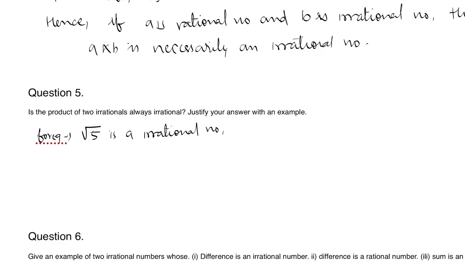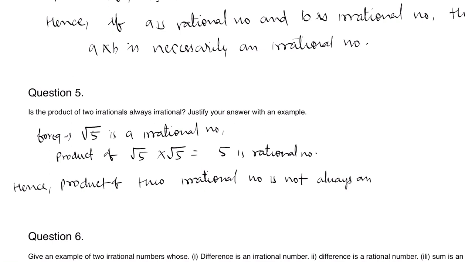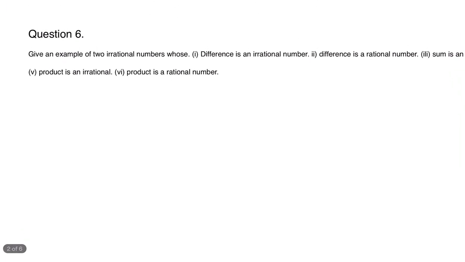Now, the product of root 5 into root 5 is equal to 5, which is a rational number. So we can say that the product of two irrational numbers is not always an irrational number. Hence, the product of two irrational numbers is not always an irrational number.